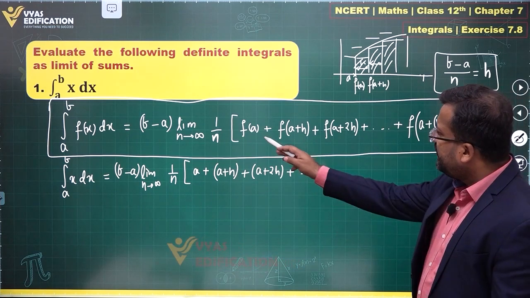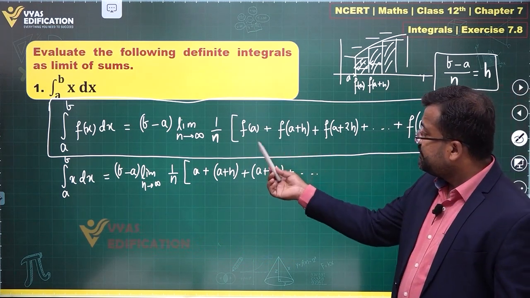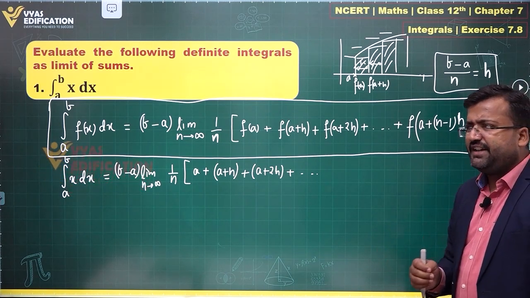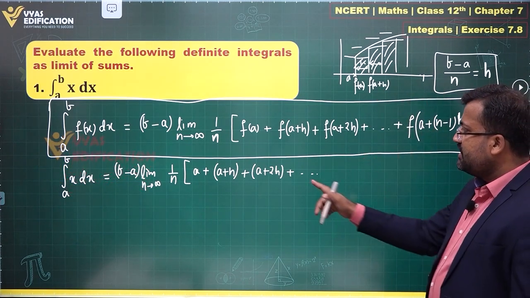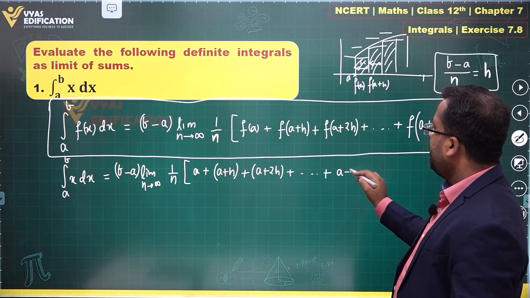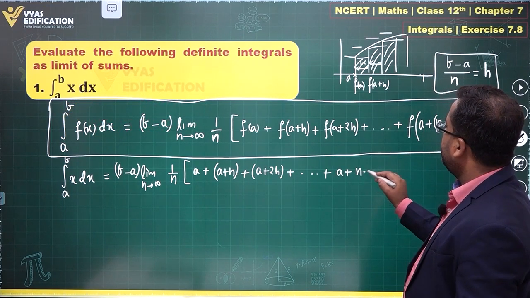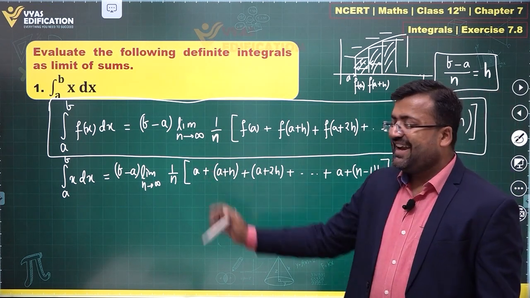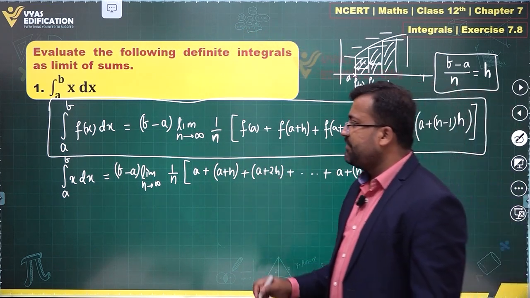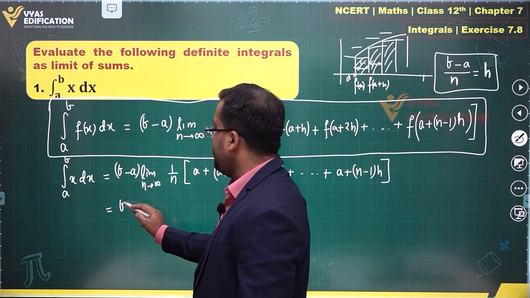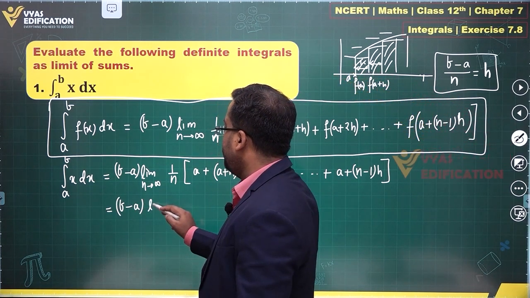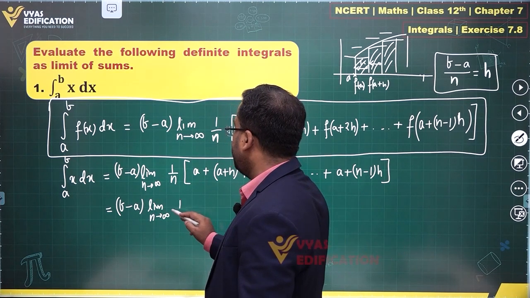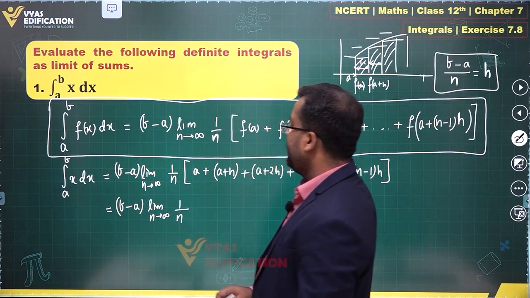Now, how many terms do you think are there in this expression? a + 0h, a + 1h, a + 2h, up till a + (n − 1)h. There are a total of n terms, n rectangles and n terms. These are again n terms, and we'll apply the limit after simplifying this expression. So b − a is okay, the limit as n tends to infinity is okay, and 1/n is also okay.